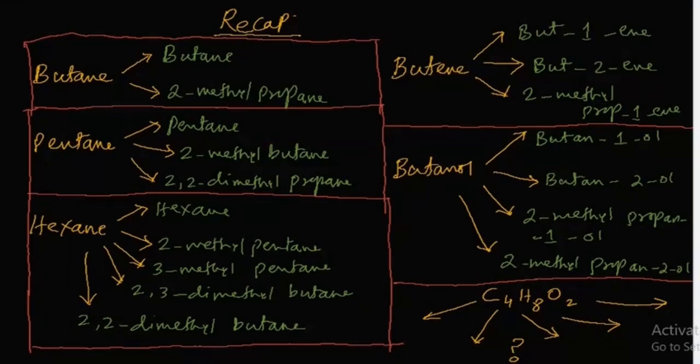So C4H8O2 may be a carboxylic acid or an ester. Try to draw the possible structures of C4H8O2 in terms of carboxylic acids and esters.